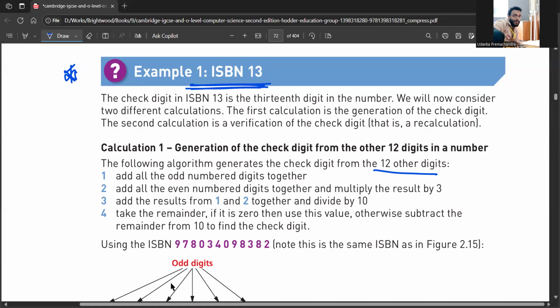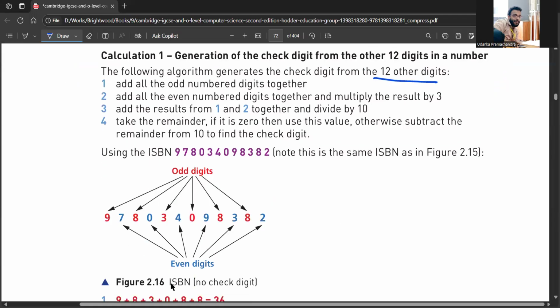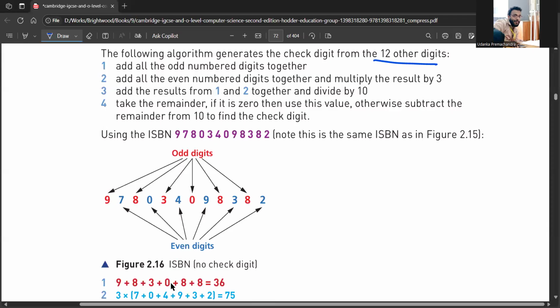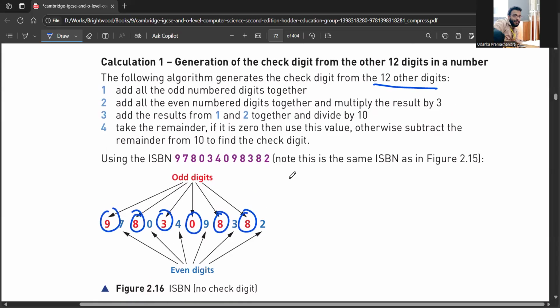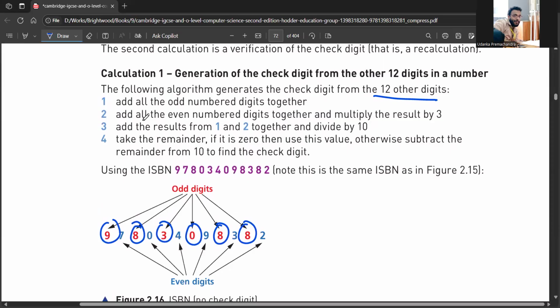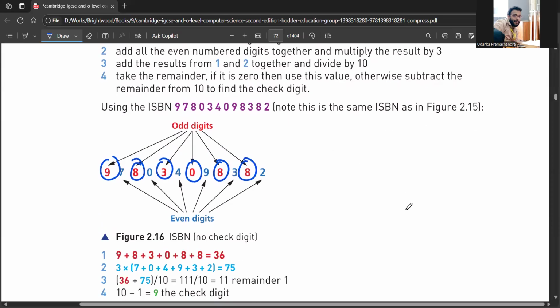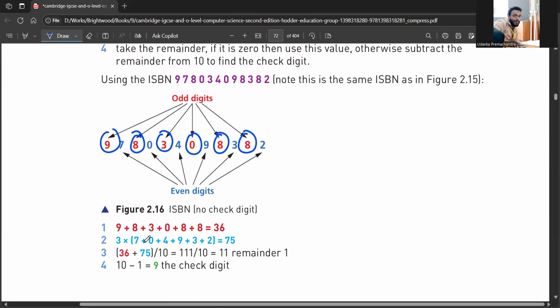The first thing, you have to add all odd-numbered digits together. You have to add all odd numbers: the first place, third place, fifth place, 7, 9, 11. Firstly, you have to add all the odd numbers. Next, you have to add all the even-numbered digits together and multiply the result by 3.